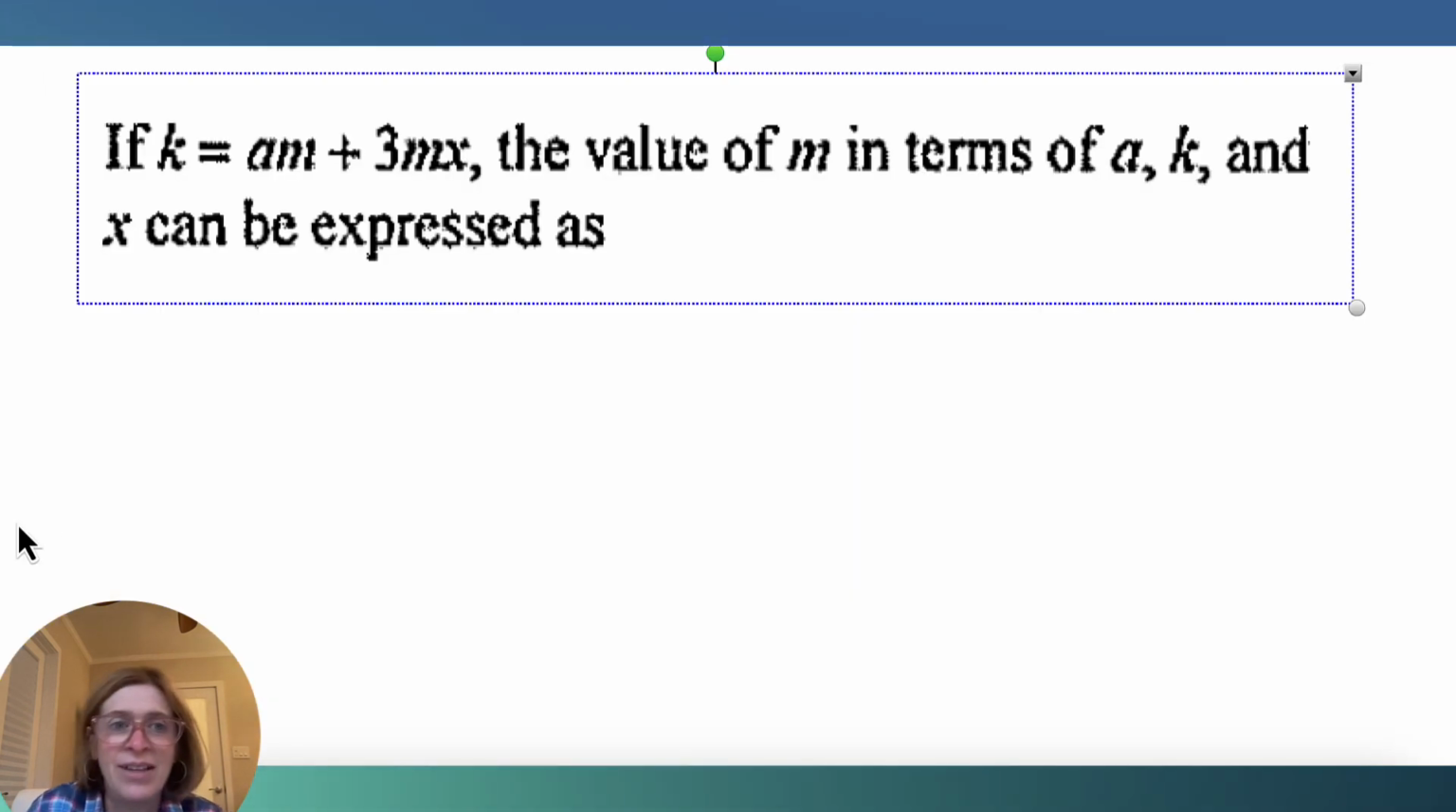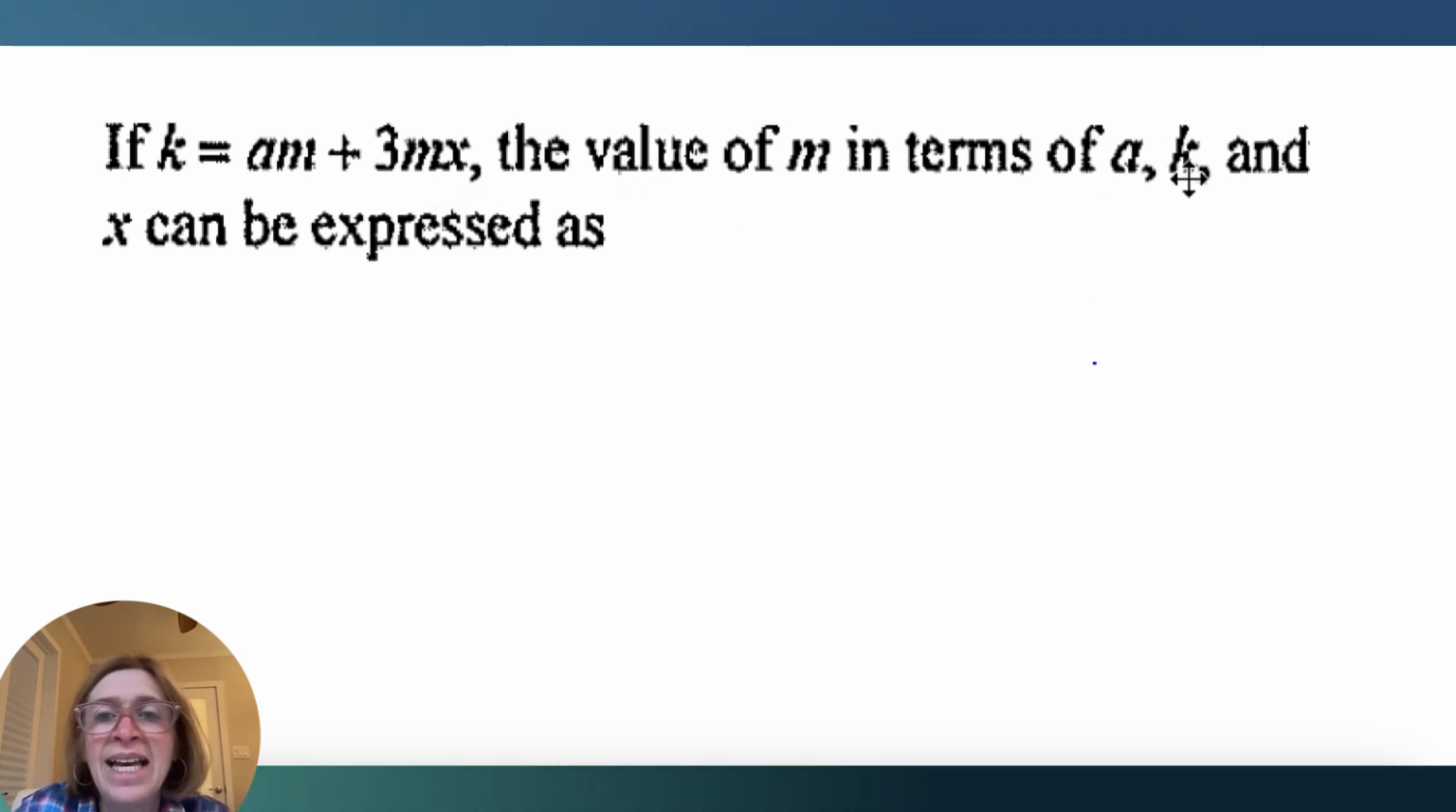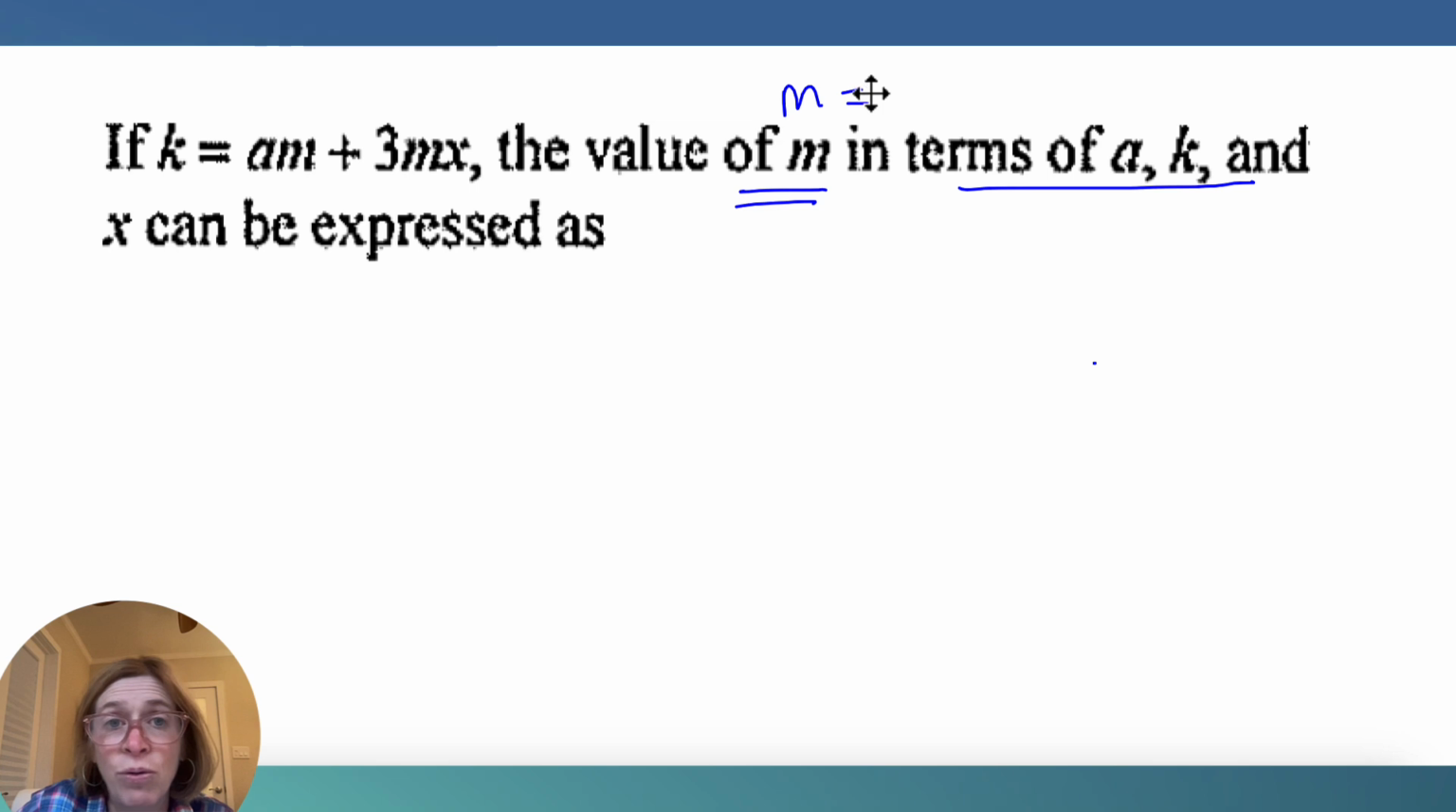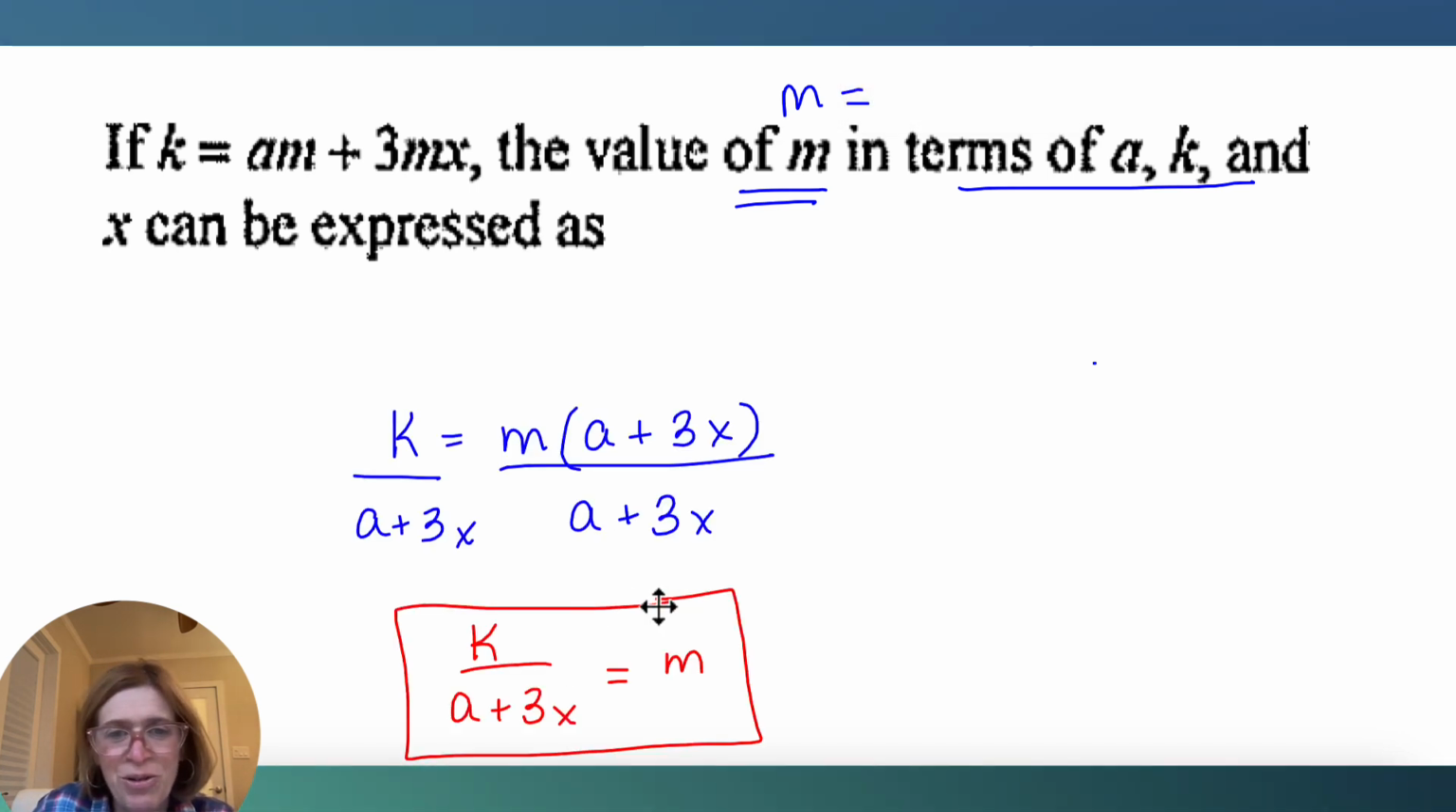You try. If k equals am plus 3mx, the value of m in terms of a, k, and x can be expressed as. Okay, the value of m in terms of, that means m equals. That's your hint. Okay, you try. All right, so you factored out hopefully an m on the right side of the equation, leaving you with a plus 3x, and then noticing you were trying to get m alone, divided both sides by a plus 3x. So your answer would be k over a plus 3x equals m.